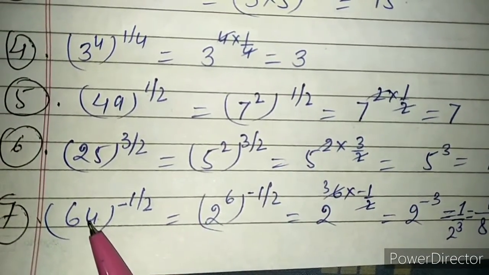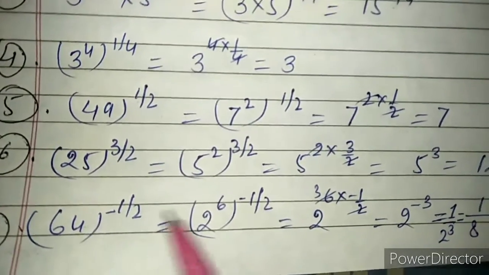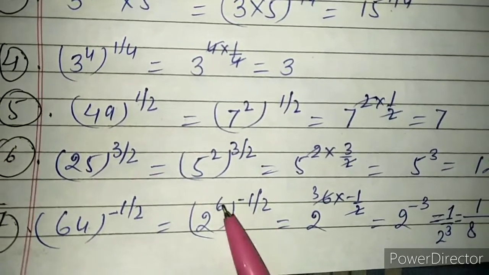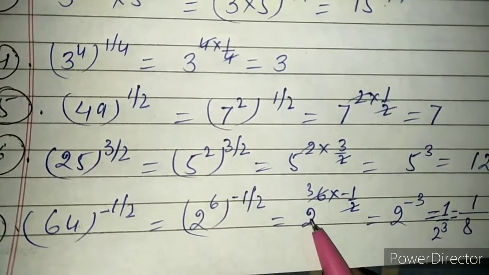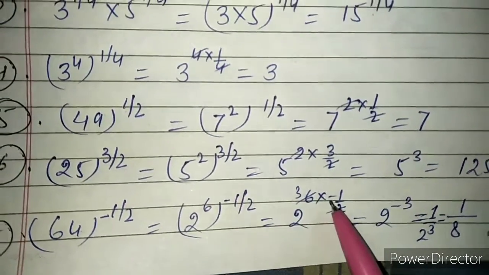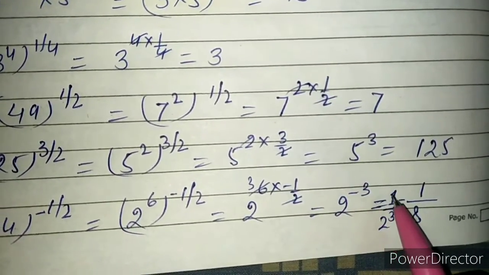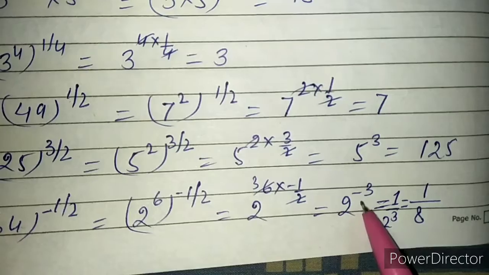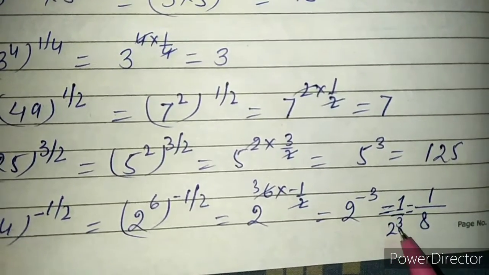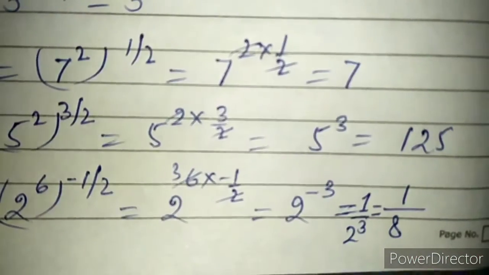Come to the next question, 64 to the power minus 1 upon 2. So 64 can be written as 2 into 2 into 2 into 2 into 2 into 2, 6 times 2. So 2 to the power 6 to the power minus 1 upon 2, power to the power, so the powers will get multiplied. So 2 to the power 6 into minus 1 upon 2, 2 threes are 6, and 3 into 1 is minus 3, 2 to the power minus 3. It will become 1 upon 2 to the power 3, because here the power is negative, so it will go in the denominator. So 1 upon 2 to the power 3, 2 twos are 4, 2 fours are 8, so 1 upon 8 will be the final result.